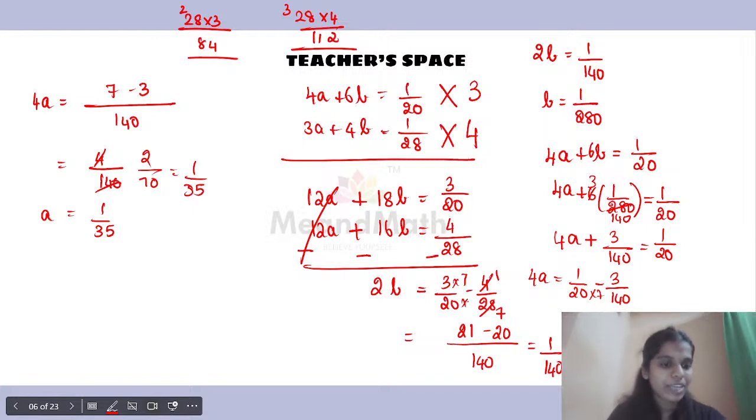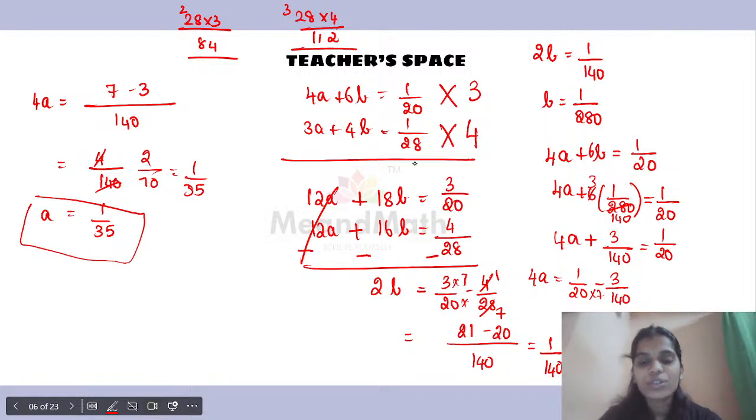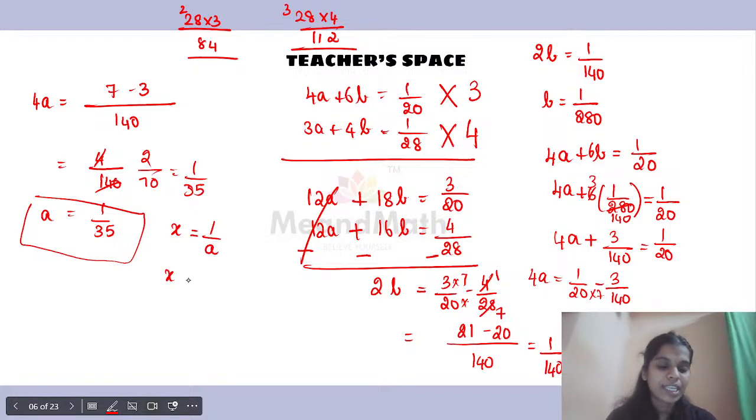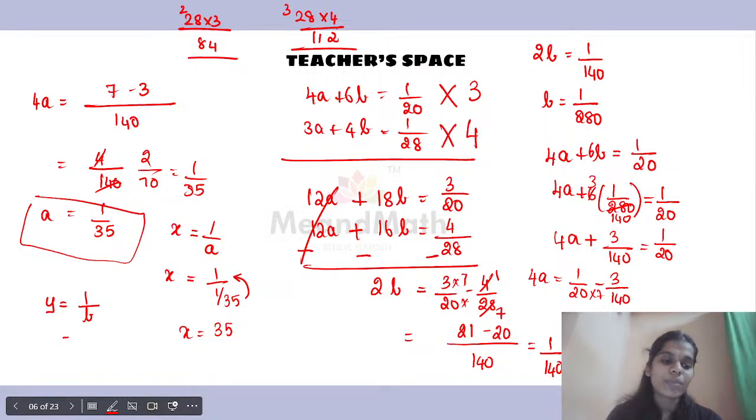Yes. Now we got A and B value. Now we need to find X and Y value. We have A value, we have B value. X equal to 1 by A. X equal to 1 divided by 1 by 35, X equal to 35. Division of division turns to multiplication. Similarly, Y equals 1 by B, that is 1 divided by 1 by 280, that is 280. Now we found X and Y.